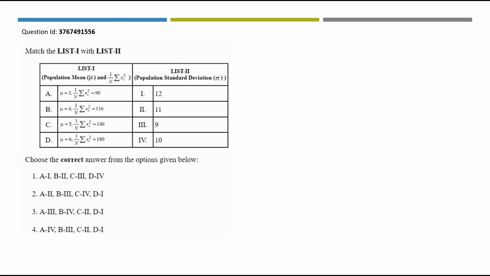Next question, match list 1 with list 2. In list 1 we are given two values. One is the population mean that is represented by mu and summation of xi square divided by n. What about list 2? Population standard deviation value is given.